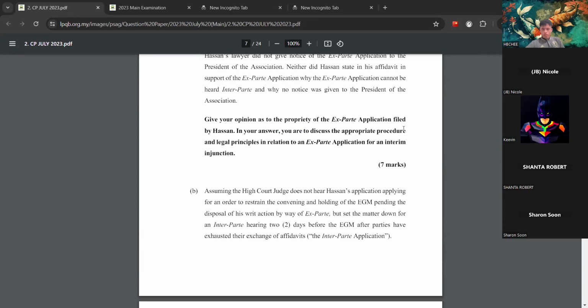Here I can see the answer already. Order 29. Yes, because the whole purpose is the legal principle in relation to an ex parte application for an interim injunction, so your answer should be purely based on the application for injunction.